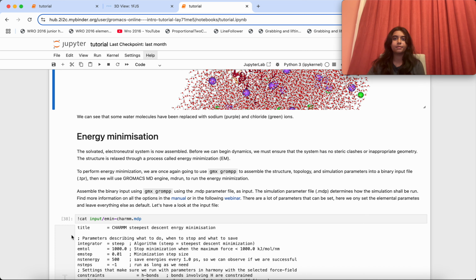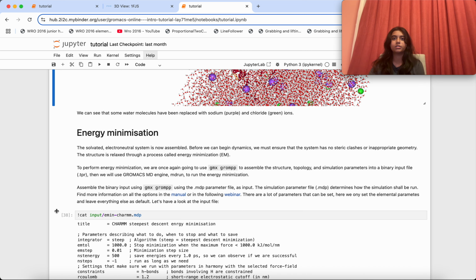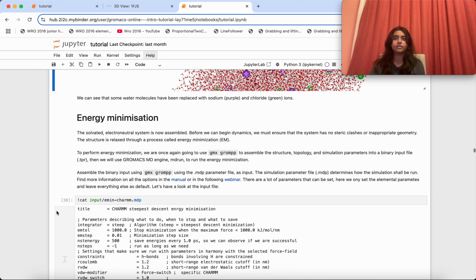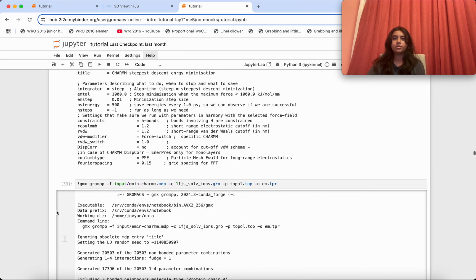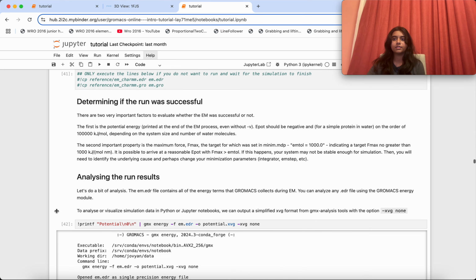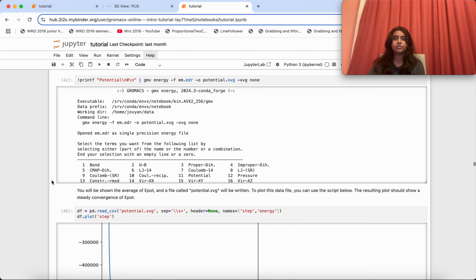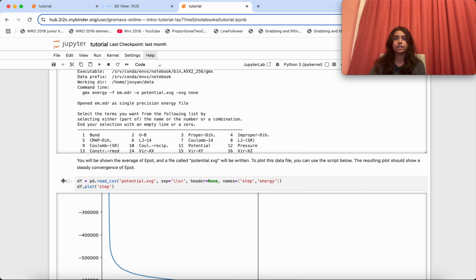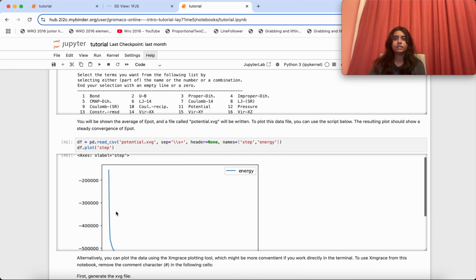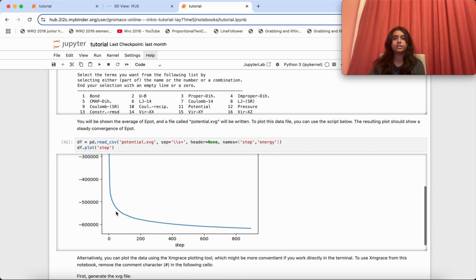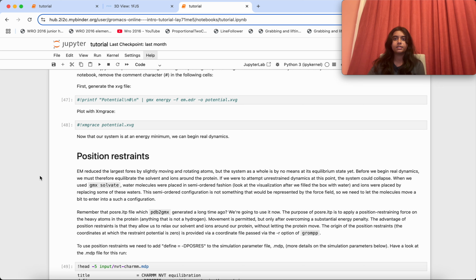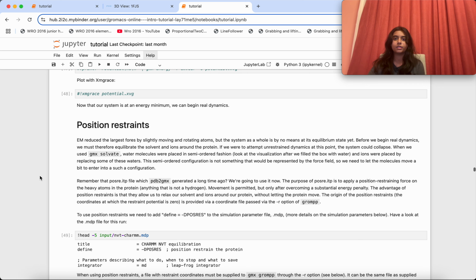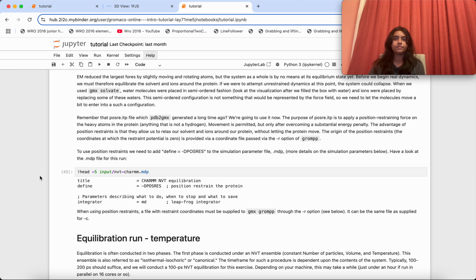Before we can begin dynamics, we must ensure that the system has no steric clashes or inappropriate geometry. The structure is relaxed through a process called energy minimization. To see if the run worked, the potential energy should be negative and of a certain value, and the maximum force, Fmax, should be below a target. The resulting plot should show a steady convergence of the potential energy as seen here. We use position restraints to relax our solvent and ions around the protein without letting the protein move.